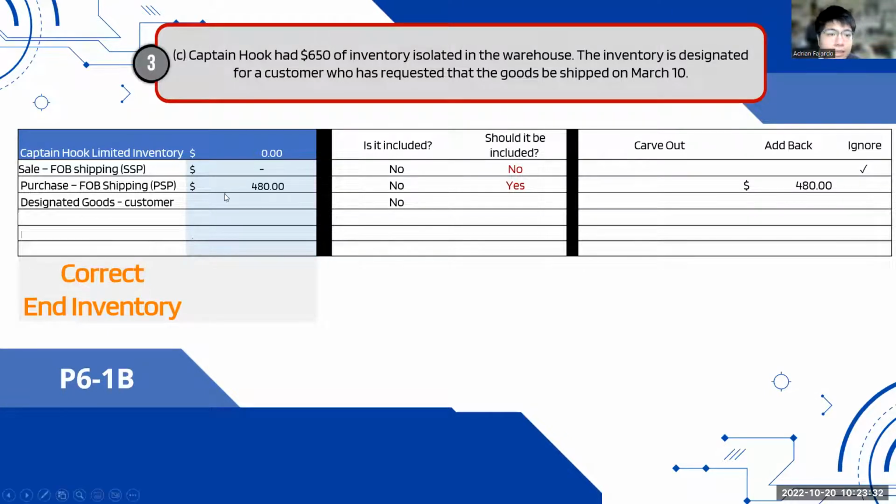So again, they did not include it. But should this be included? Yes po. Correct. So therefore, what would be the net effect for this? Add back $650 po. Yep, correct. So again, kindly take note, number 3 is very important, that even though it's designated for a customer, you're still the owner for this, right?